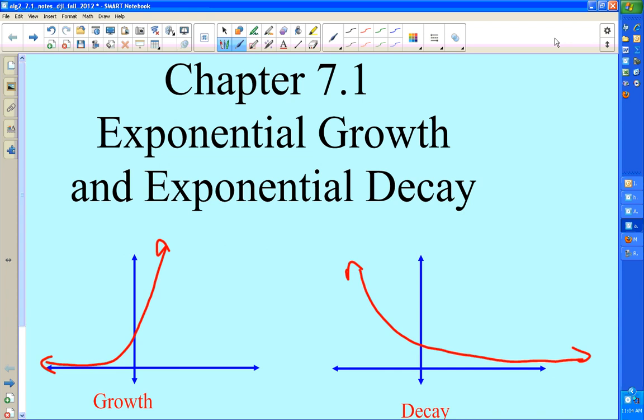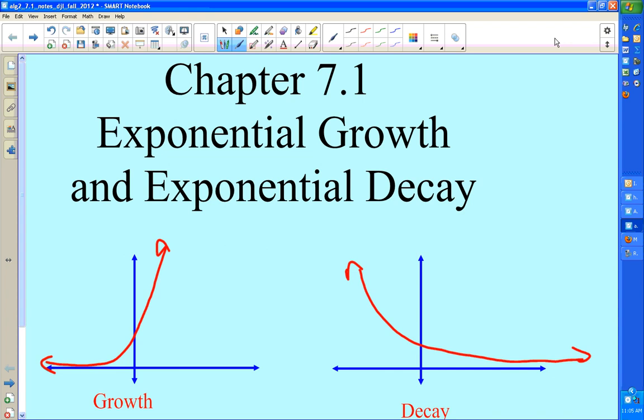lesson in Chapter 7, Section 1 on exponential growth and decay. We're going to look at equations, applications, and in particular, most importantly, we're going to look at the parent graph for exponential growth and decay today. These notes will be online, and the video will be on YouTube, so if you need to go back and take a look at this, you can.